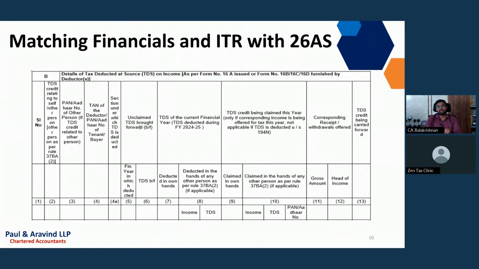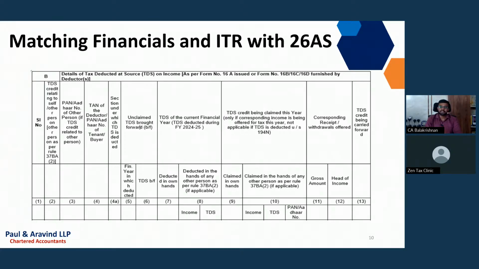And in column number 11, 10,000 needs to be reported. So column number 11, 1 lakh will be reported. In column number 9, 10,000 needs to be reported.